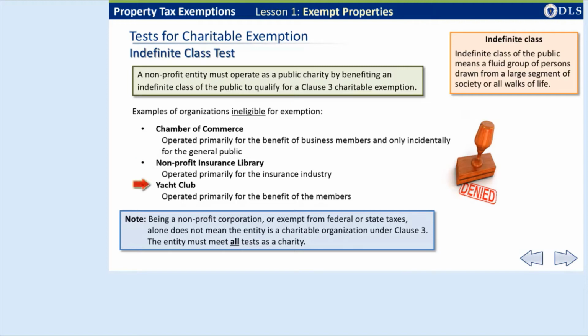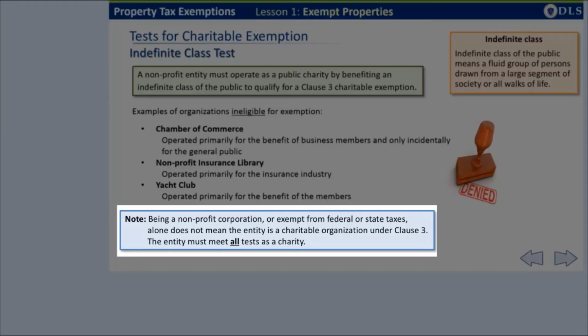A nonprofit yacht club is a social or recreational organization formed primarily for the benefit of the members. The fact that it incidentally does good works for the benefit of the general public, such as awarding scholarships to students in the community, does not make it a public charity. Again, it is not enough for the entity to be a nonprofit corporation or exempt from federal or state taxes.